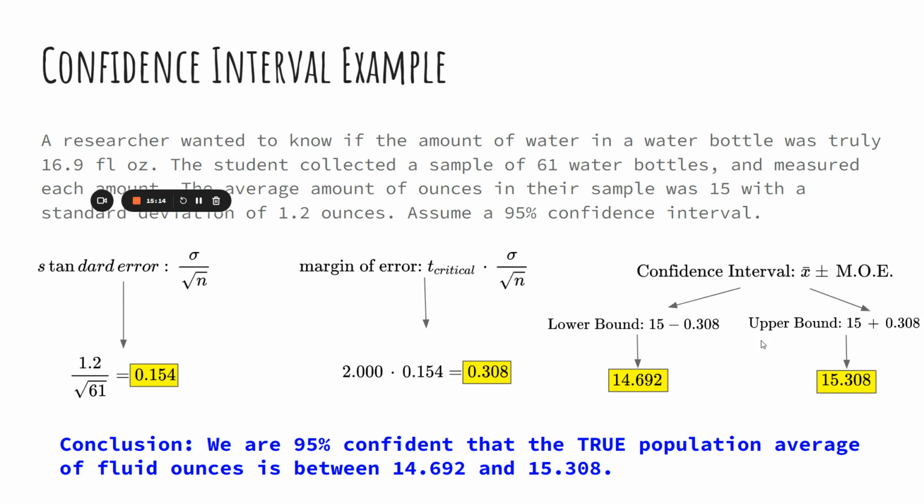We took this margin of error and we added and subtracted it from the sample mean, or X bar. And then for the lower bound and upper bound, just put the smaller number first, because you need to do addition and subtraction. The smaller one is the lower bound because it's the smaller number, and the bigger one is the upper bound because it's the bigger number. And then the conclusion is, once you have lower bound and upper bound, that you are 95% confident that the true population average of blank, which in this case is fluid ounces, is between blank and blank, which is 14.692 and 15.308.